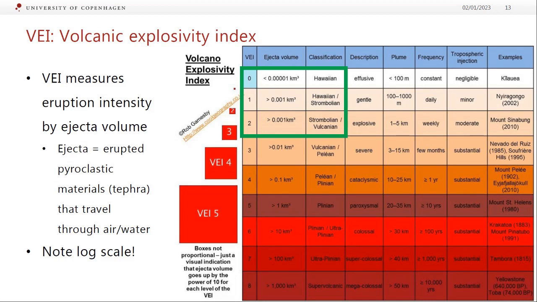You don't necessarily have to pay attention to all of this text over here, but the big thing to notice is that this VEI is logarithmic. The scale jumps by an order of magnitude from 2 to 3 to 4 to 5 and so on. So when we go up one VEI, we're talking about 10 times more material thrown into the atmosphere.